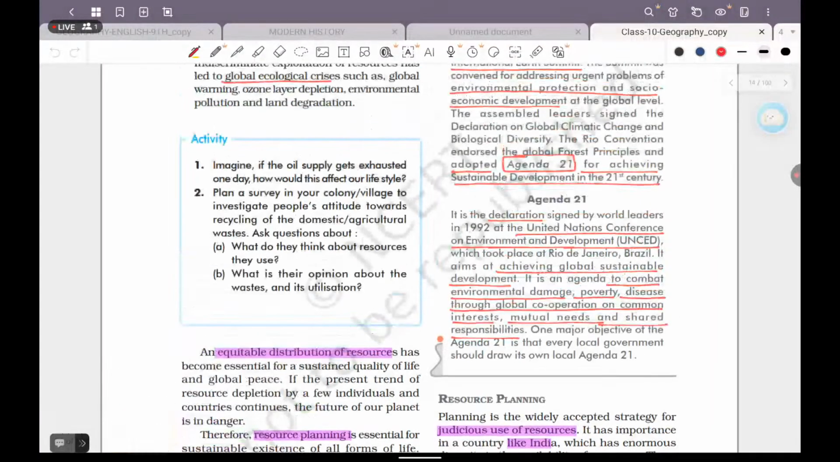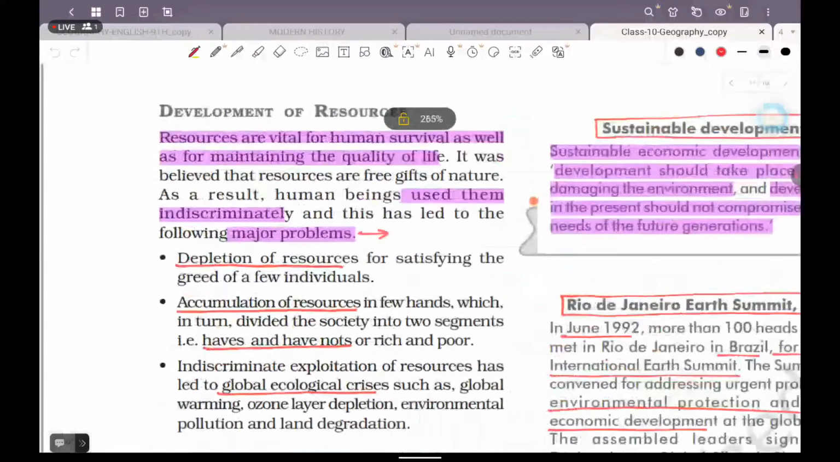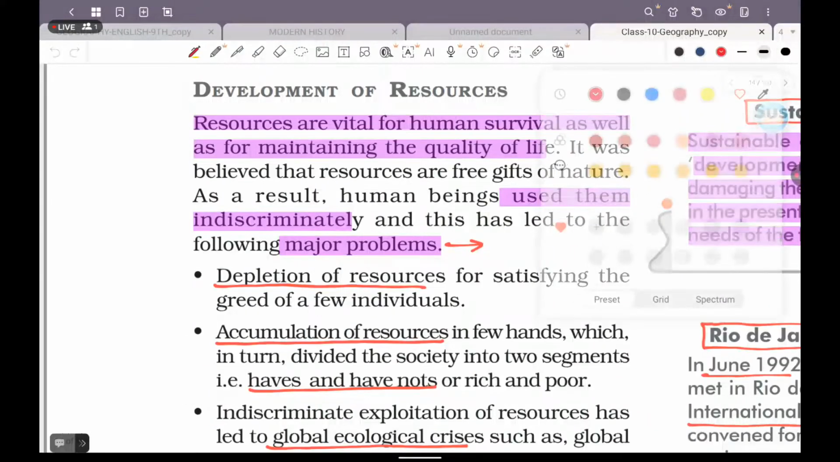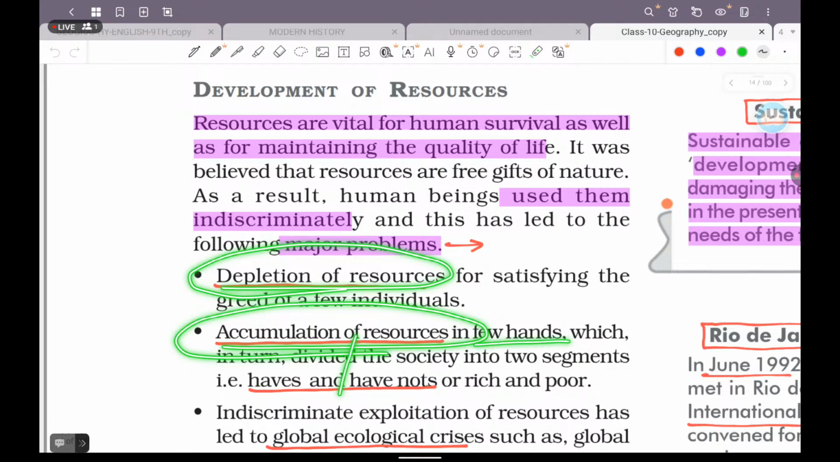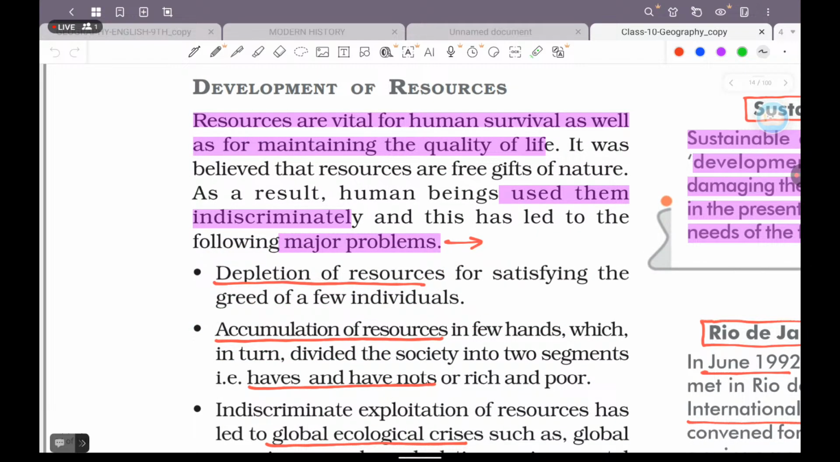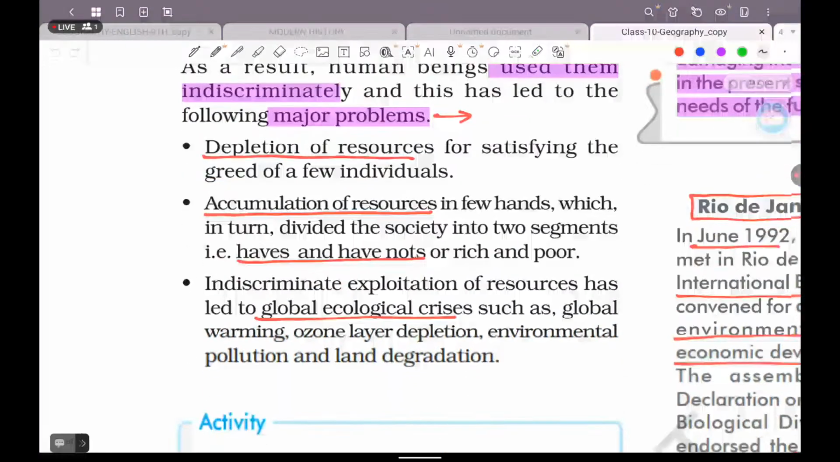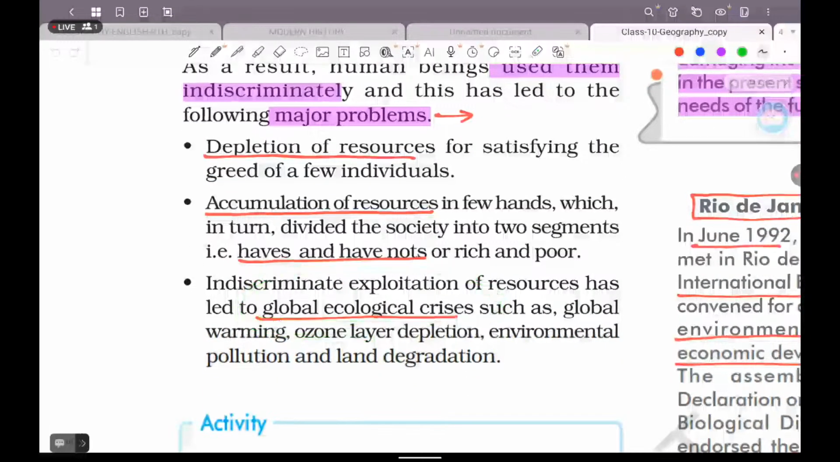So, the development of the resources. Here it is given that if you are not using the resources properly, then they create some major problems, like depletion of the resources, accumulation of the resources in a few hands, and indiscriminate exploitation of the resources has led to the global ecological crisis. It means that the resources which are available in the environment.